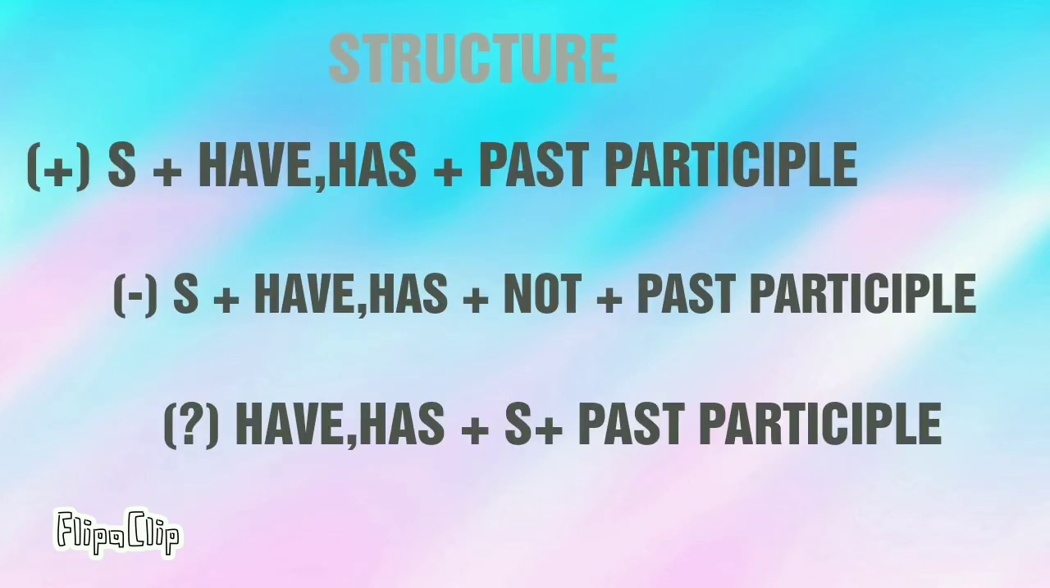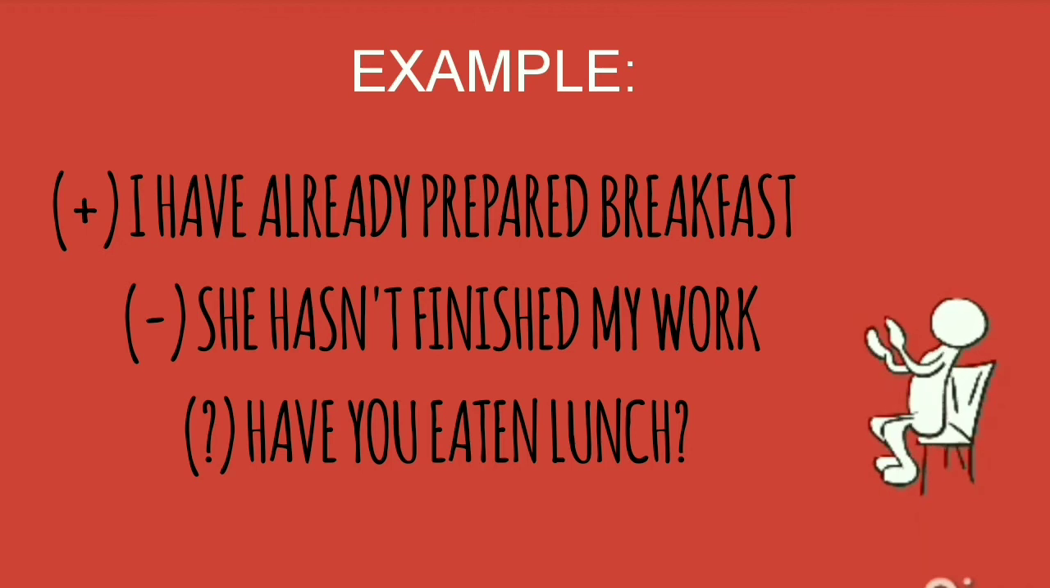The structure is, if statement, the formula is subject plus has or have plus past participle. If negative, subject plus have or has plus not plus past participle. If question, the formula is have or has plus subject plus past participle. For example, I have already prepared breakfast. In negative, she hasn't finished my work. In question, have you eaten lunch?